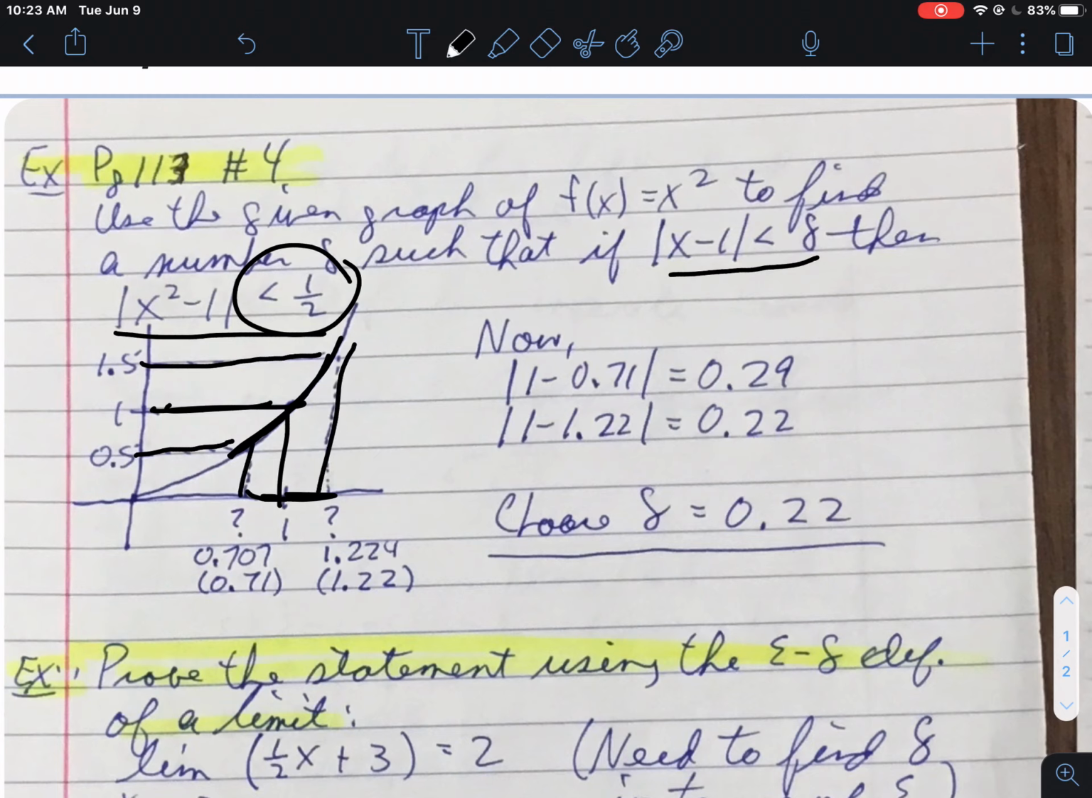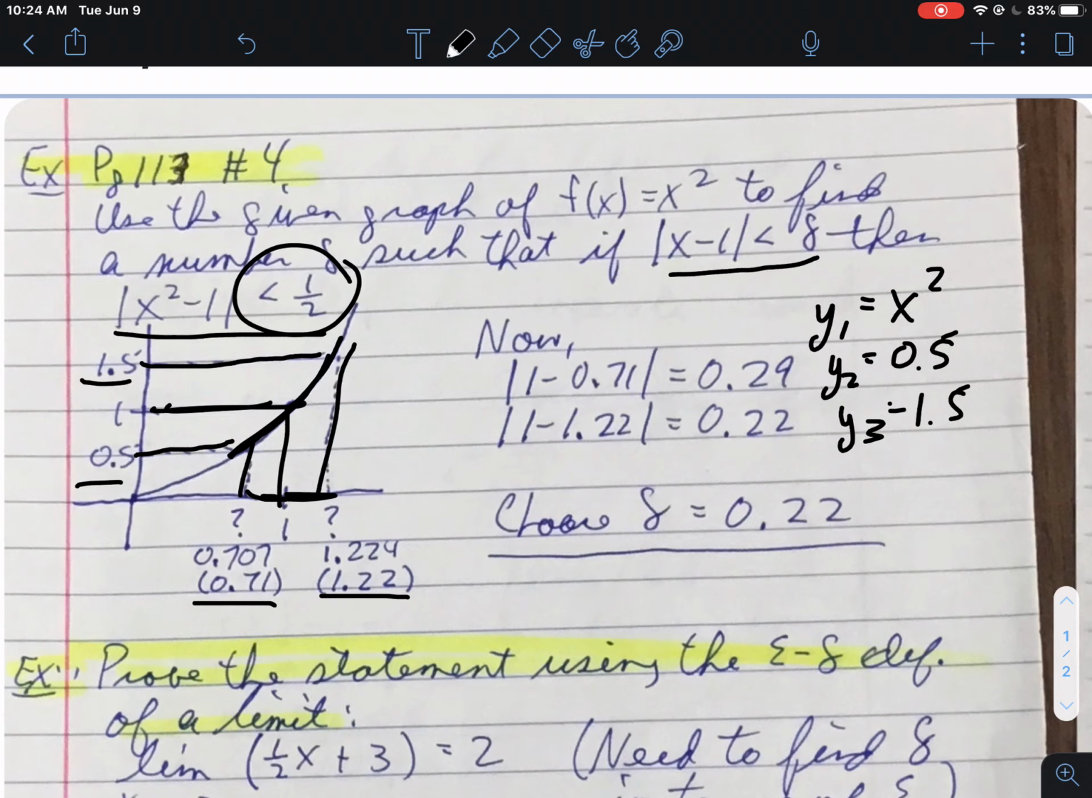All right, and on the left, you would find your point of intersection would be 0.707. So again, notice I rounded up automatically to 0.71. On the right, 1.224. I truncated it, 1.22. Again, if that would have been 1.225, I would still use 1.22.